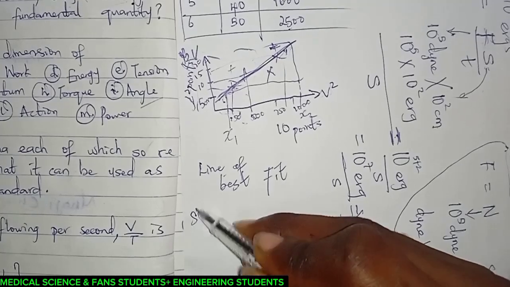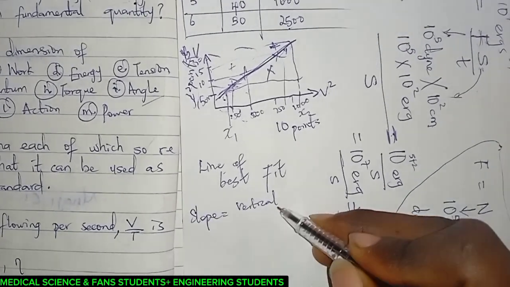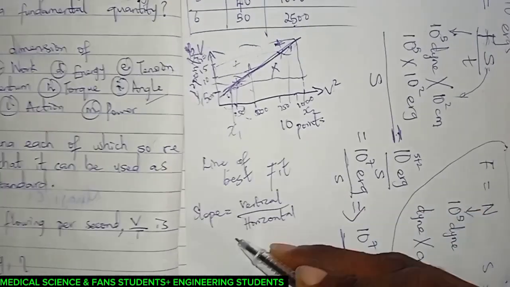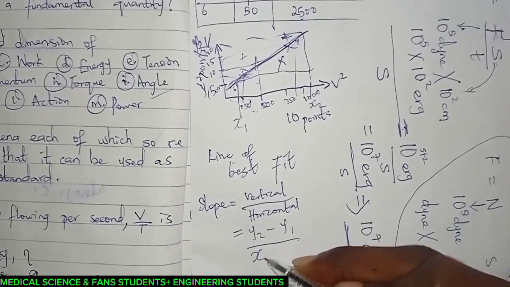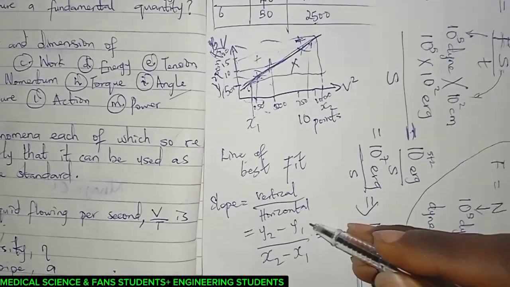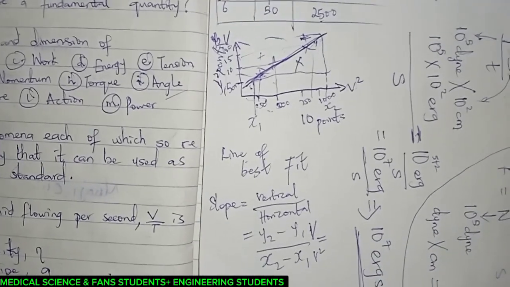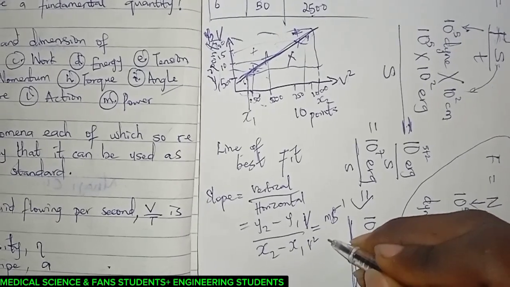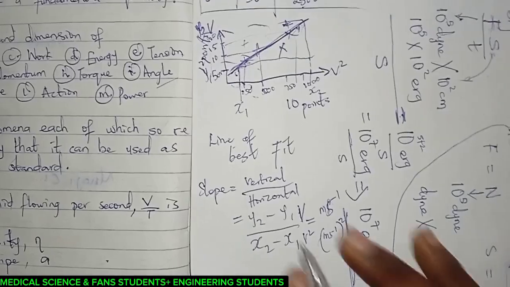So the slope is simply given by the value you have on the vertical axis divided by the horizontal axis. Essentially, it is y2 minus y1 all over x2 minus x1. Whatever you get becomes your slope. For the unit your slope will carry, since this one is v and this one is v squared, you remember that velocity is meter per second, while this one is meter per second all squared. By the time you cancel out, you get your unit for the slope.